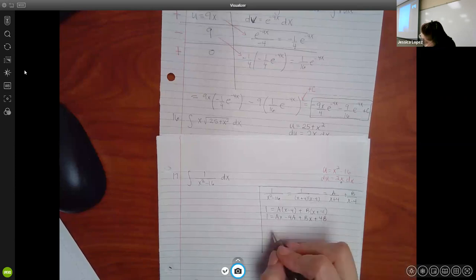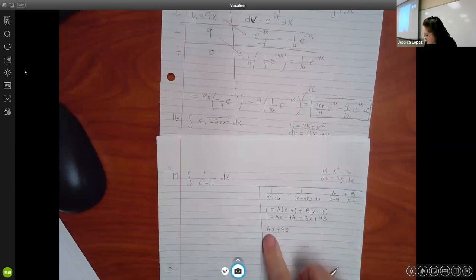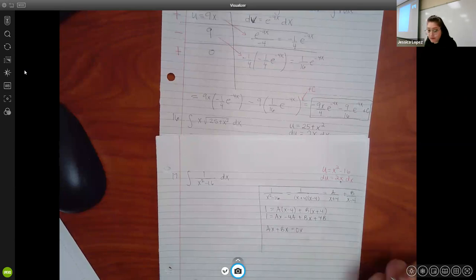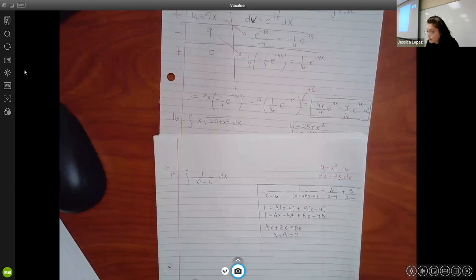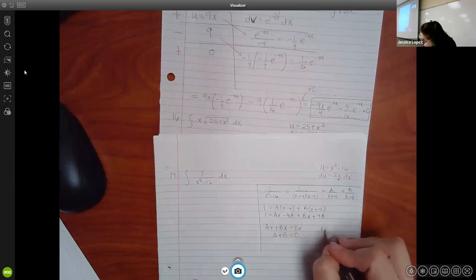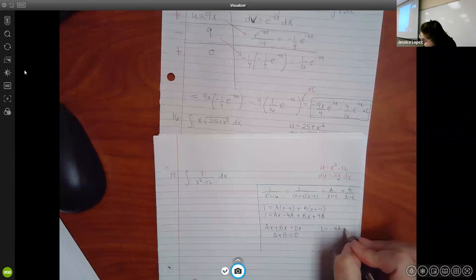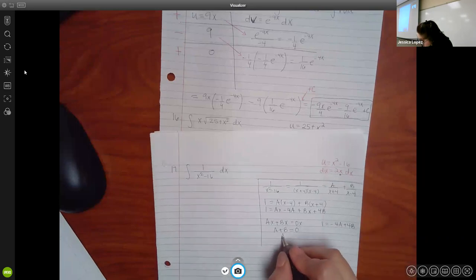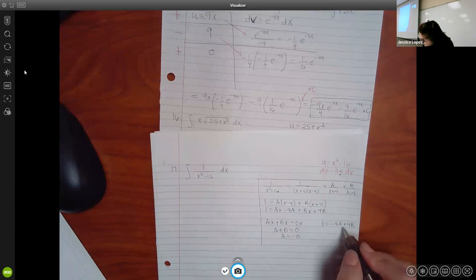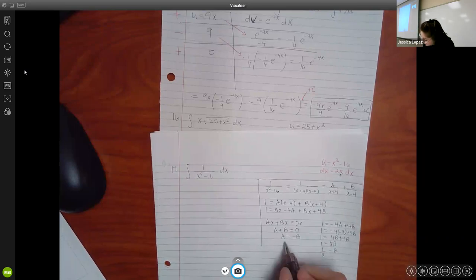And since there's no x's over here, that means that Ax plus Bx, if I combine them together, I should get 0x, right? So essentially, just figuring out A plus B equals 0. Now for the second equation, these constants that don't have x's should equal that constant of positive 1. So however you want to solve this is up to you. I'm just going to use substitution. So then if A is negative B, I have 4B plus 4B, which is 8B, which means B is 1/8. And then A is negative B, so that means A is negative 1/8.